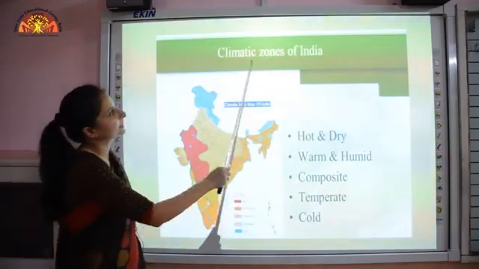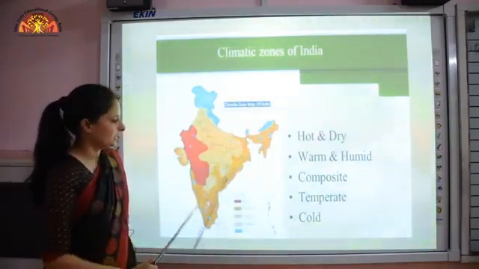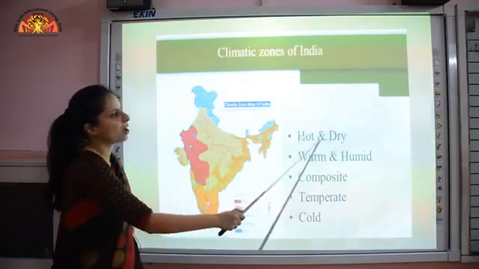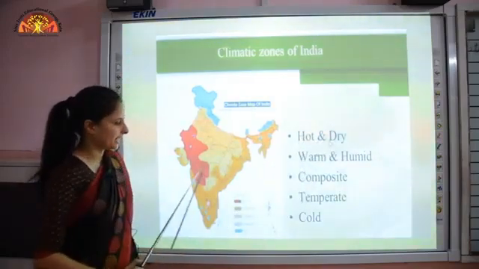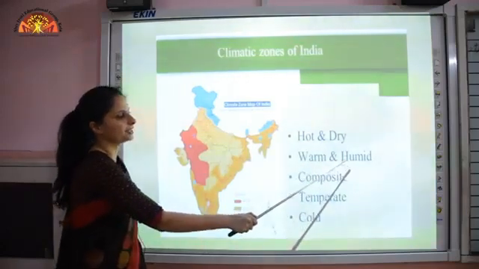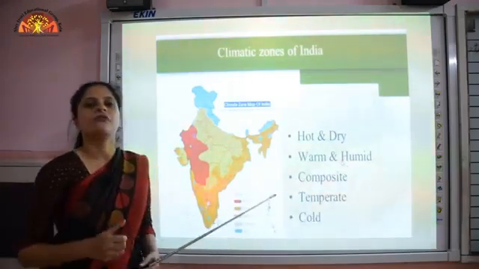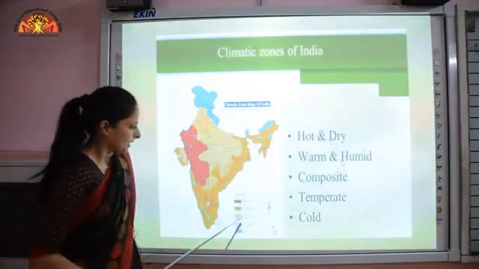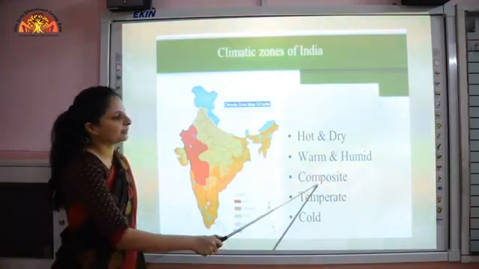Here you see the climatic zones of India map. The red color represents hot and dry climate of the place. The yellow color represents warm and humid climate. Humid means the amount of moisture. Light yellow shows the composite climate.